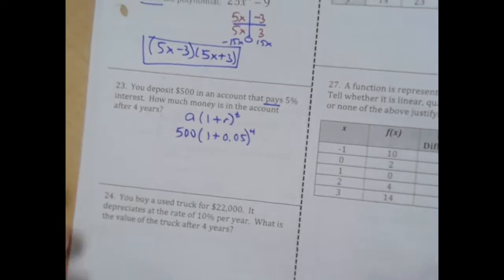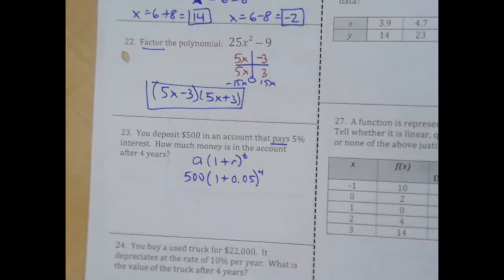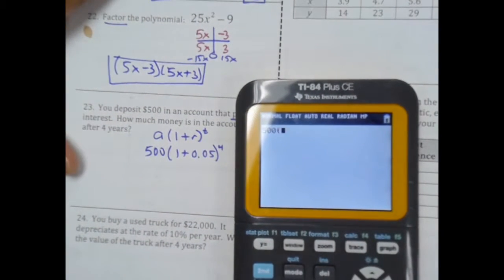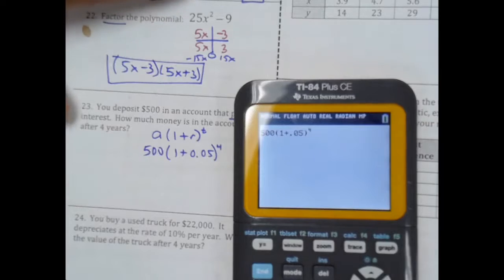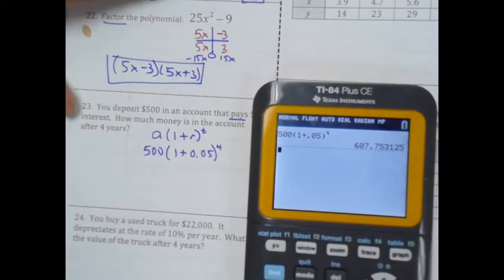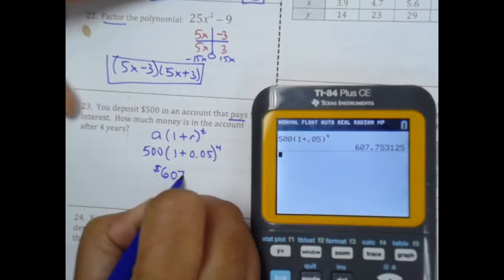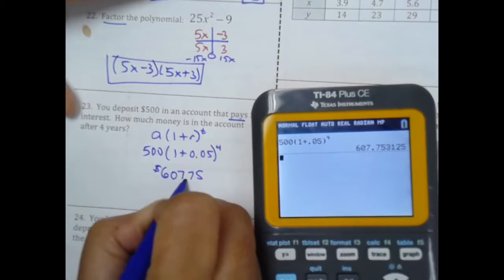And from there, you're going to be plugging it into a calculator. So we have a calculator. And there we go. We're going to plug that in. So we have 500 parenthesis 1 plus 0.05 raised to the 4th power. Yes, you could add that together if you wanted to, but we're just looking for the answer. Remember, it's money, so 2 decimal places. That gets you $607.75.